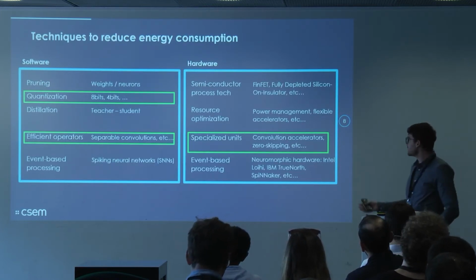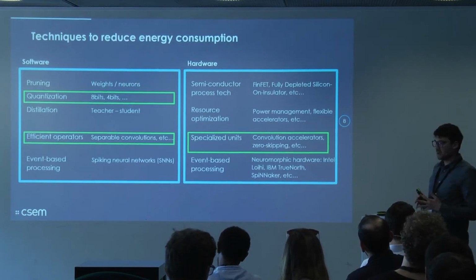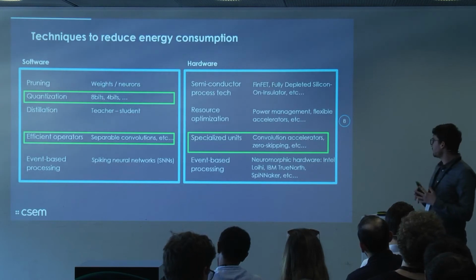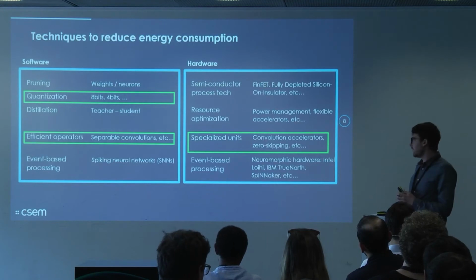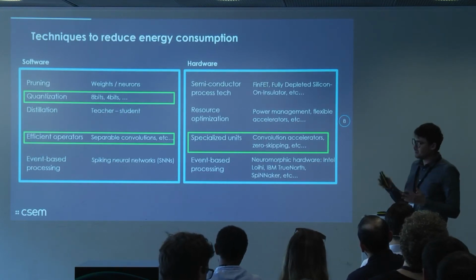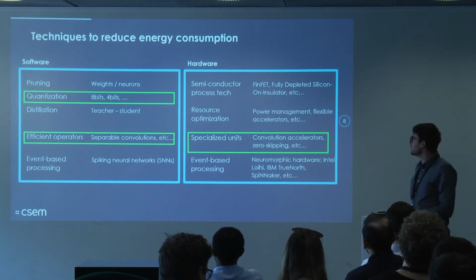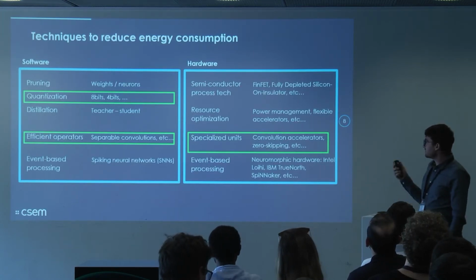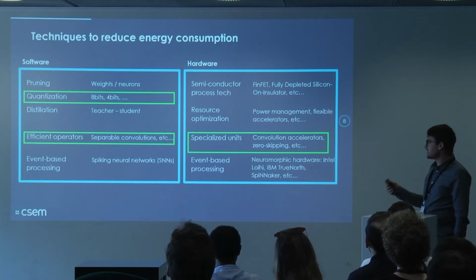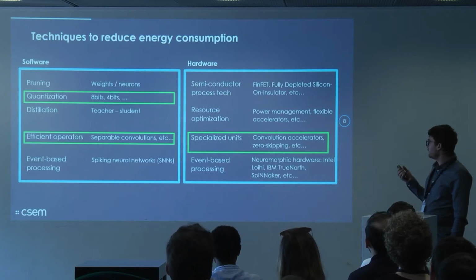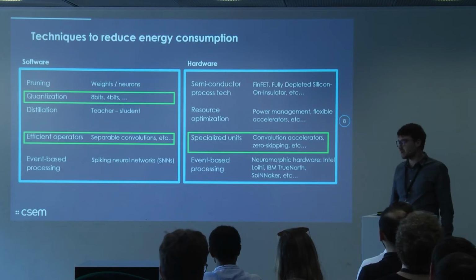And finally, event-based processing accelerators, like the neuromorphic hardware of Intel, the Loihi, IBM TrueNorth, and SpiNNaker. These special hardware aim at processing spiking neural networks, which process sparse data, so you can further reduce the energy in that case. Today, I will just focus on these three highlighted techniques: quantization and efficient operators, in order to exploit the specialized units that are available in our hardware.